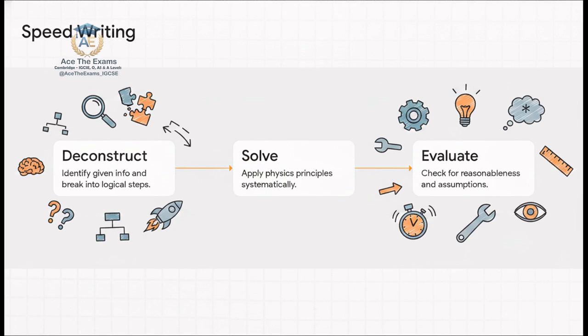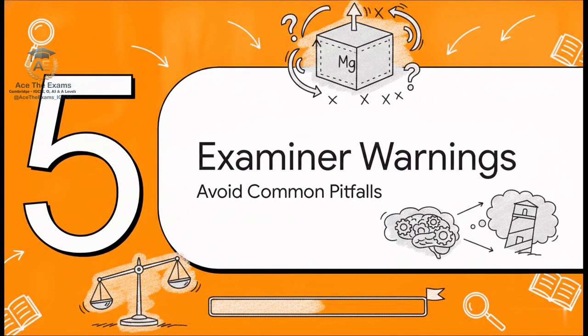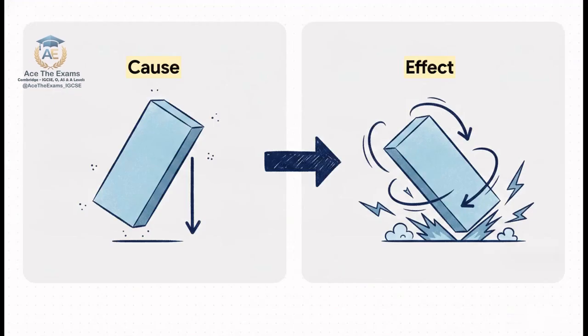Take 30 seconds to mentally speedwrite a PEEL paragraph in your head verifying your answer. Evaluating your own evidence quality and clearly articulating your assumptions, that is the exact difference between an A and an A star. And finally, Section 5. Top Examiner Warnings. We are going to complete our entire physics answering system right now by revealing some highly valuable insights harvested straight from the Cambridge Principal Examiner reports.